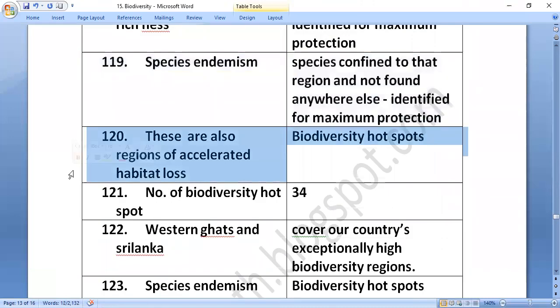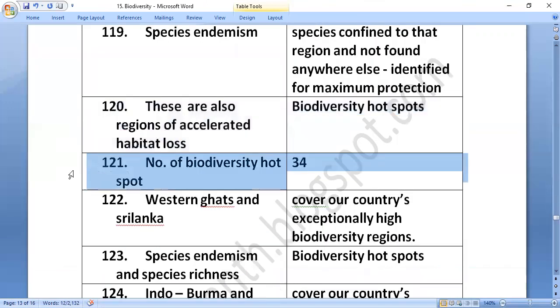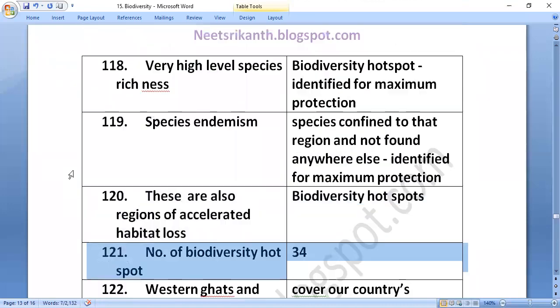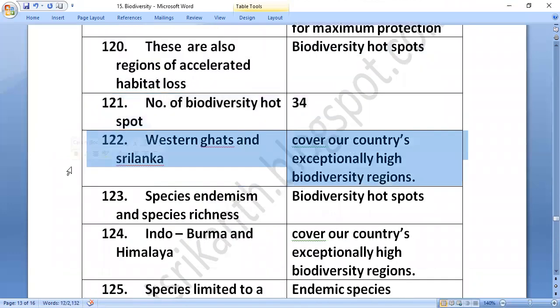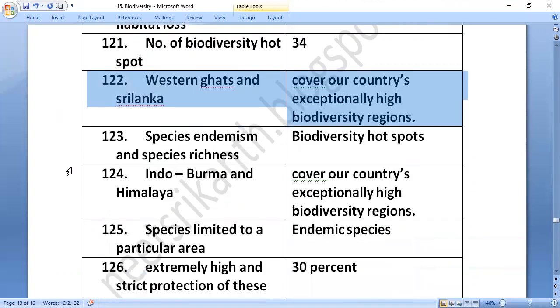Biodiversity hotspots are also regions of accelerated habitat loss. They contain species endemism and very high species richness. The Western Ghats and Sri Lanka is a biodiversity hotspot which covers our country's exceptionally high biodiversity region.